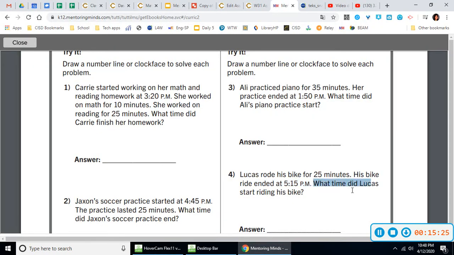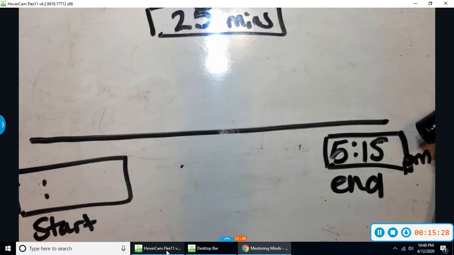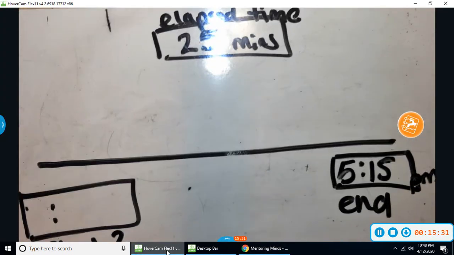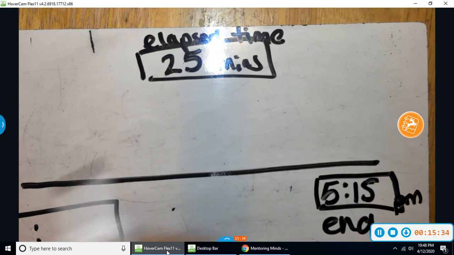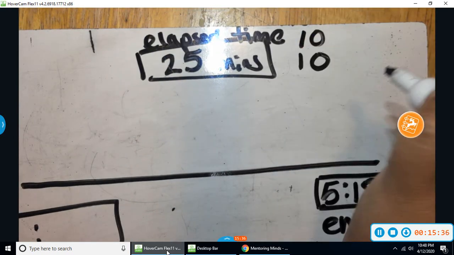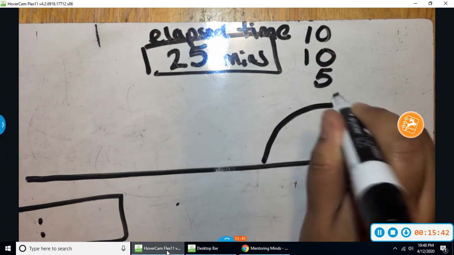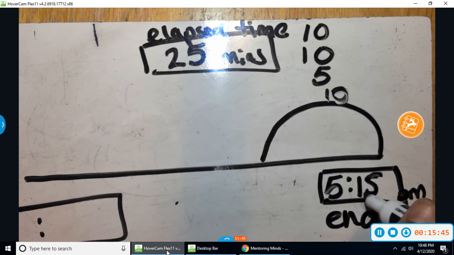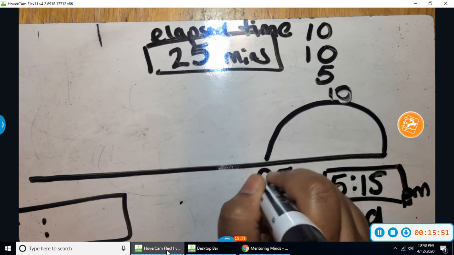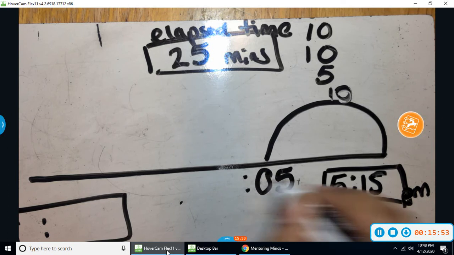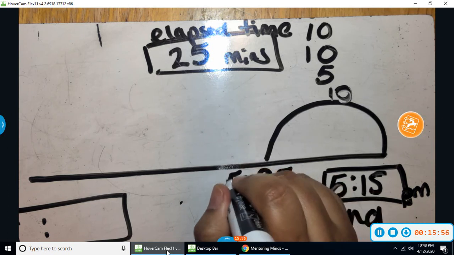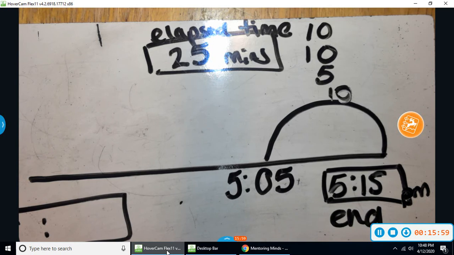And just to confirm, what time did Lucas start riding his bike? So we are looking for our start time. Okay, so how am I going to break those 25 minutes up? Breaking them 10, 10, and 5, right? Okay, so 10 minutes back, so 15 minus 10 would leave me at 5. But remember that the clock always has to have numbers, so it's going to be 0 o'clock. So the hour's still the same, 5 o'clock. 5:05, I should say, PM, 5:05 PM.